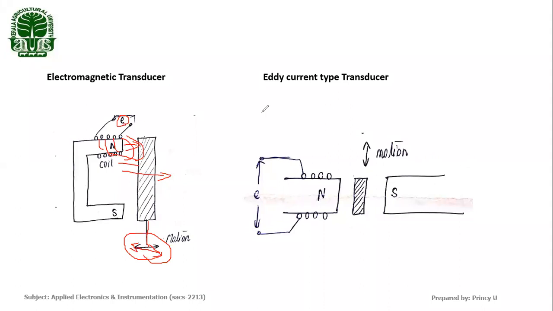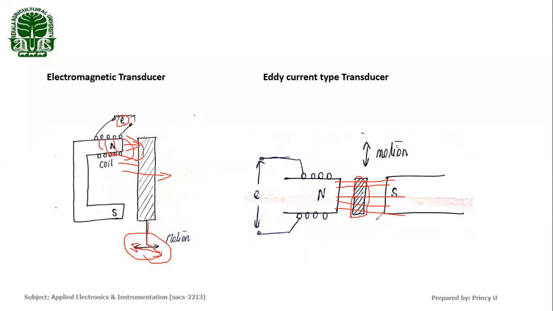We can only use this electromagnetic type instrument. Okay. Next one is eddy current type transducer. Here a non-ferrous plate moves in a direction perpendicular to the lines of flux. Here we have placed two magnets, north and south poles. So a magnetic field will be there in the air.